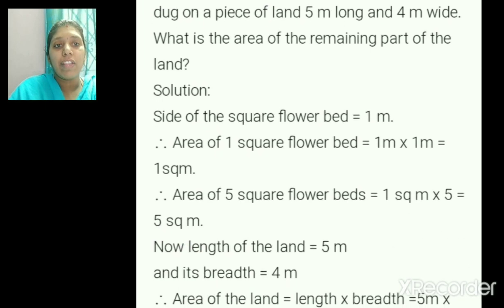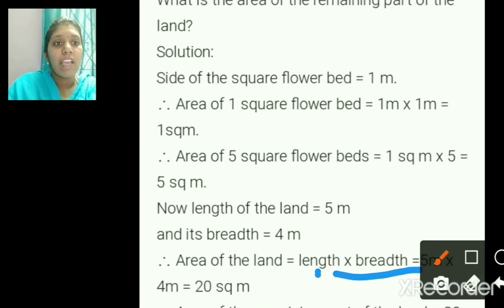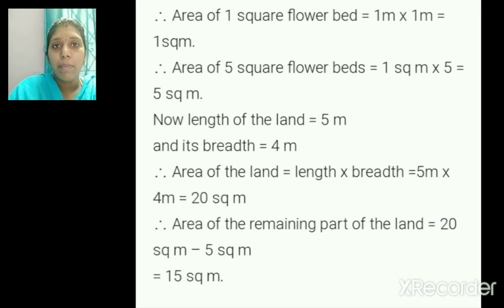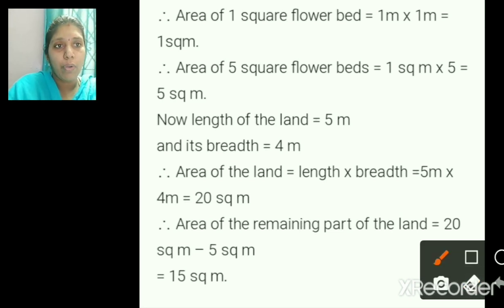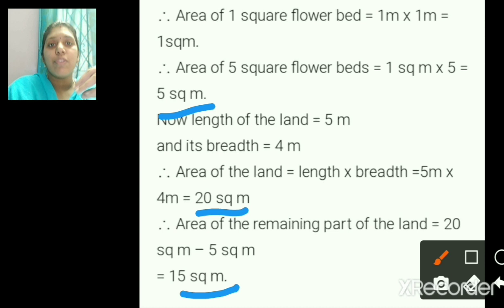Now we have to find the area of that land. The length of the land is given as 5 meter and the breadth is 4 meter. Area of the land is length into breadth, so 5 into 4, that is 20 square meter. Now we subtract 5 square meter from 20 square meter to find the remaining part of the land. The area of the remaining part of the land is 20 minus 5, which is 15 square meter.